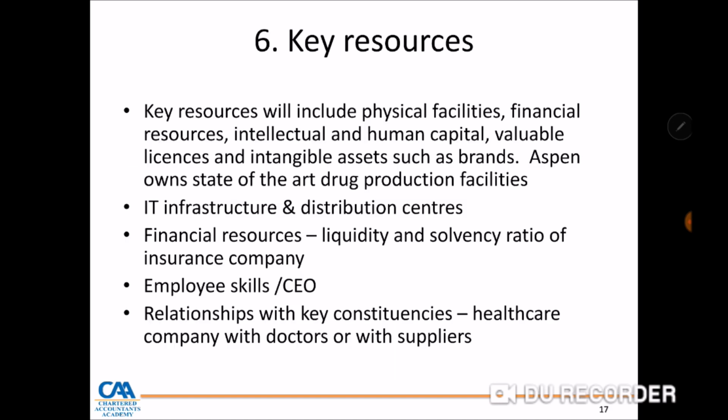Okay, then the next building block: for you to be able to bring this value to your customers, what key resources do you require? Resources can be anything. It can be physical facilities, financial resources, intellectual and human capital, licenses, intangible assets, etc.